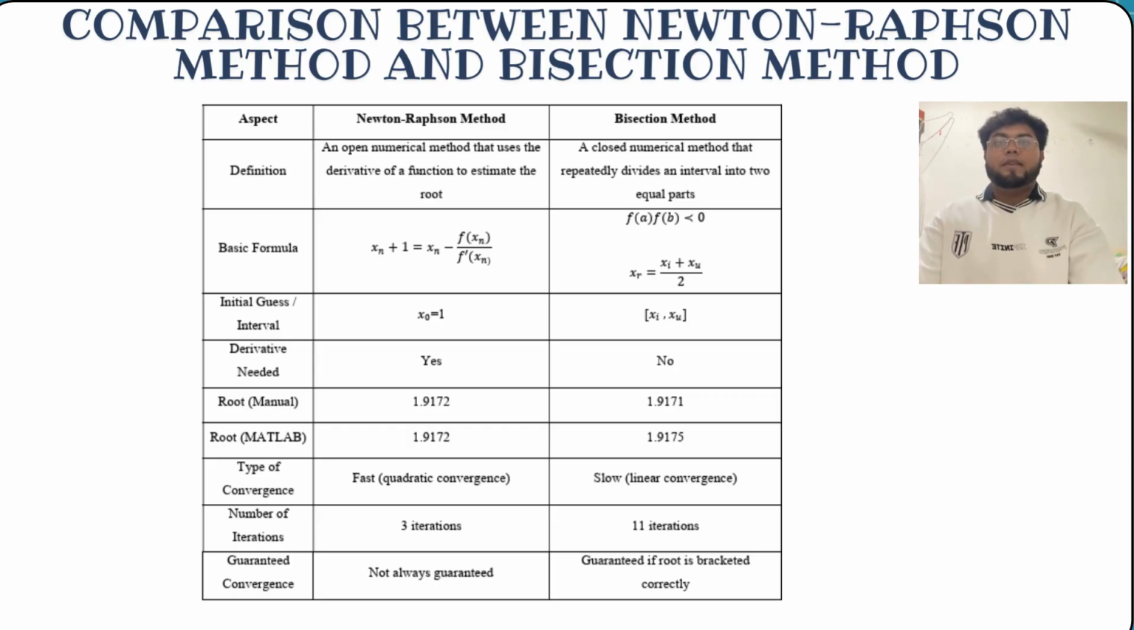Now we compare both methods. For Newton-Raphson, the advantage is faster convergence, requiring fewer iterations and being more computationally efficient. The disadvantage of Newton-Raphson is that it requires derivative calculation. For the bisection method, the advantage is that it is very reliable with guaranteed convergence. The disadvantage of the bisection method is that it requires more iterations and is slower compared to Newton-Raphson. Therefore, Newton-Raphson is generally preferred when a good initial estimate is available.